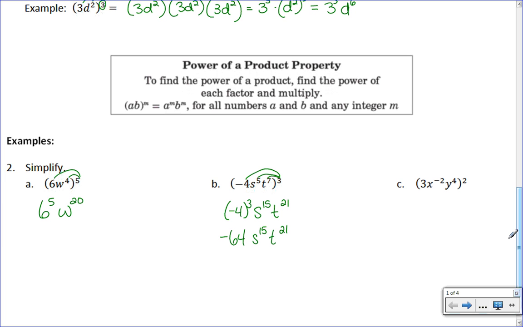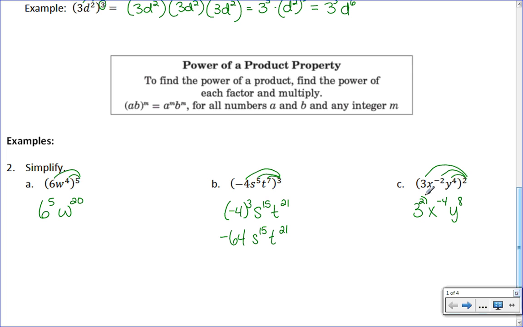Okay, one more. So again, we'll make sure that each of the things in the parentheses gets this exponent on the outside. So here we have 3 squared. And then x to the negative 2 squared. So when we multiply these 2 exponents, we get x to the negative 4. And then y to the 4th squared. So when we multiply those 2 exponents, we get y to the 8th.